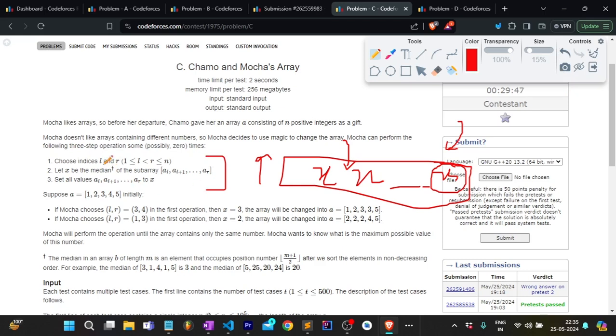The operation is: choose any two indices L and R. Basically, we have to choose a sub array. For example, this is the given array. We have to choose any two left and right indices.